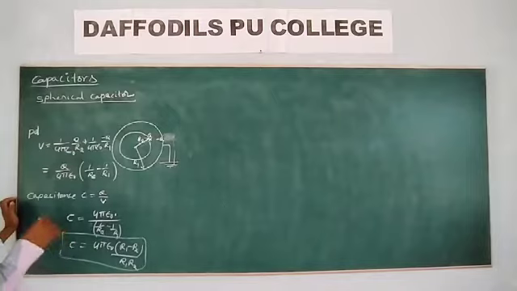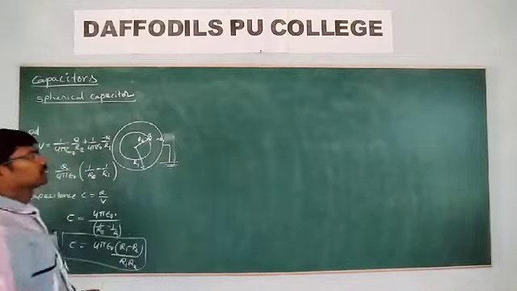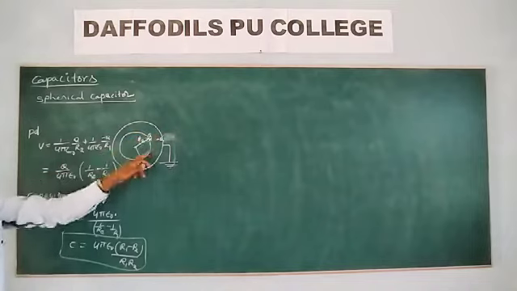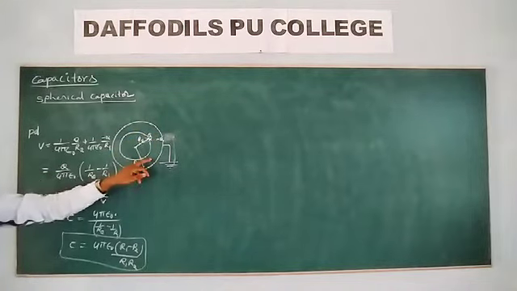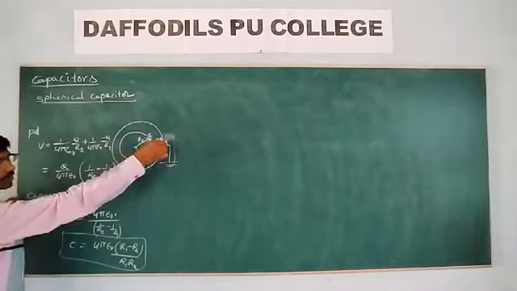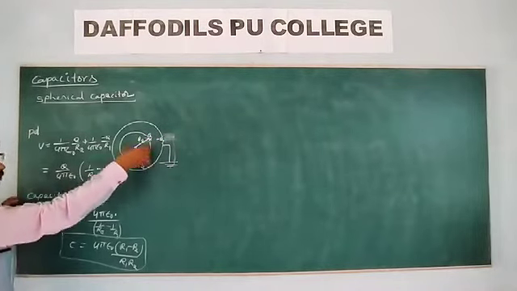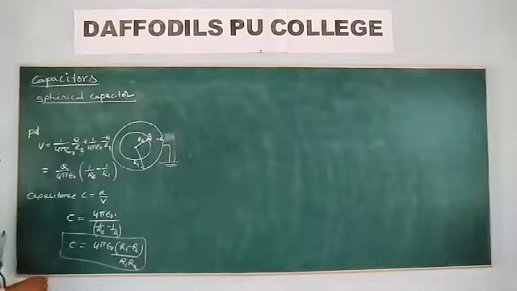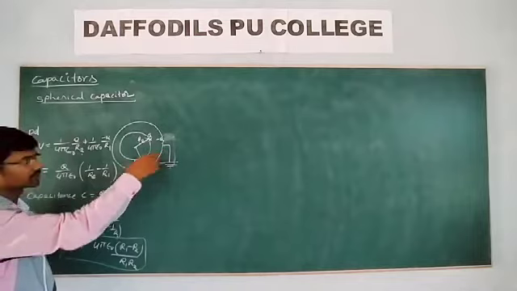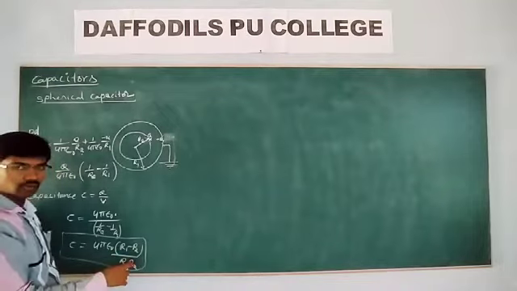Now if the inner sphere is earthed and the outer sphere is given charge, then what will be the potential? Remember, the potential difference is the potential on one sphere minus the potential on the other sphere. The potential on the earthed sphere is 0, because it is earthed. Therefore, the potential difference is what determines the capacitance. If the inner sphere is earthed and the outer sphere is charged, V is the same as this one, 1 by 4 pi epsilon naught into R1 minus R2 by R1 R2.